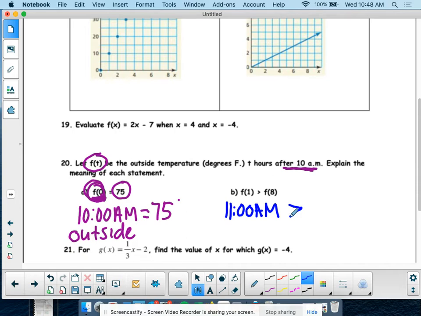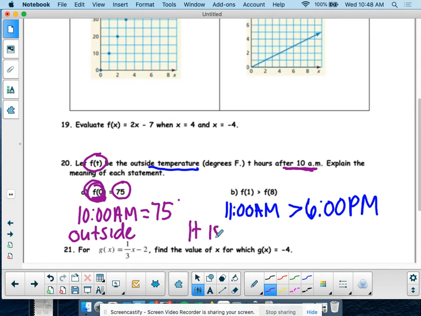All right, 1 hour after 10 a.m. is 11, then 12. Now we go to 1 p.m., 2 p.m., 3 p.m., 4 p.m., 5 p.m., 6 p.m. would be 8 hours after, so 6 p.m. So that's what it means in time, but now in the context of our problem, it's the temperature. So they're saying at 11 a.m. it's warmer outside than 6 p.m. So that's what we're going to say.